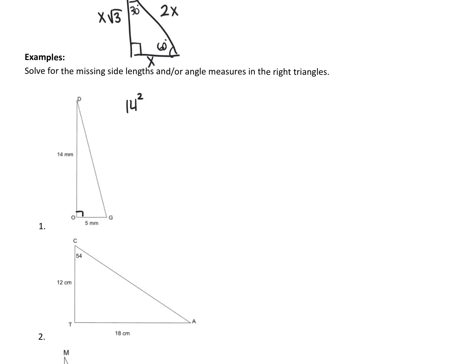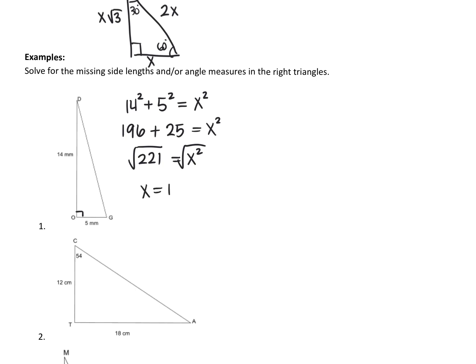So we have 14 squared plus 5 squared equals x squared. 14 squared is 196. 5 squared is 25. 196 plus 25 is 221. Then we take the square root and we get that x is 14.87. And then because we do have labels for our side lengths, it is in millimeters.